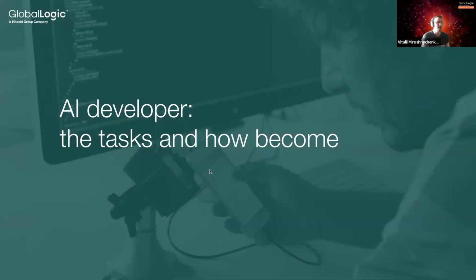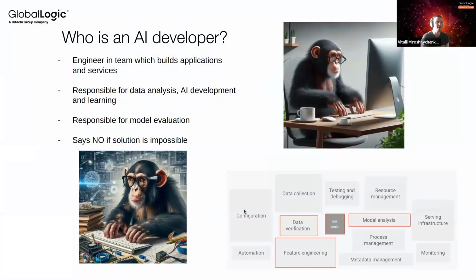So let's talk about who an AI developer is and how to become one. From my point of view, an AI developer is a common engineer in many projects who helps to build applications and services. This person is responsible for data analysis, AI development, and AI learning. They are responsible for model evaluation to check the quality of the model. And this person should say no if a solution is impossible. If he knows that the problem is too complex, and we cannot create an autonomous driving algorithm using only one laptop, one CPU and two AI developers, it is impossible. So he should say no. So he should know about the current state of algorithms.